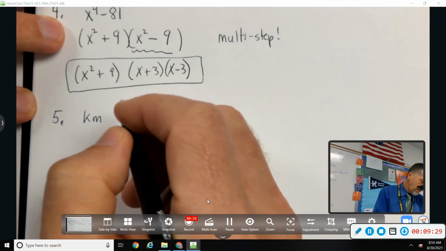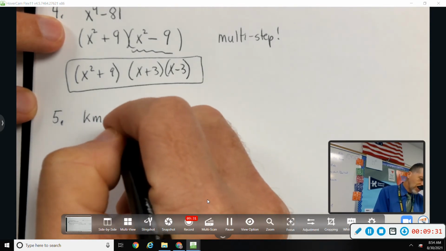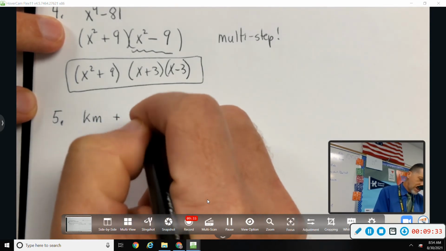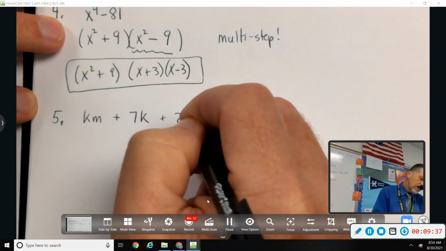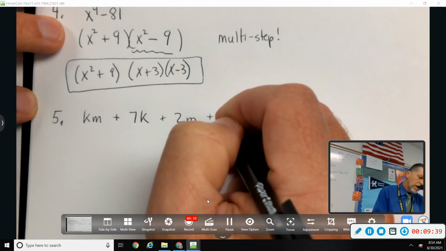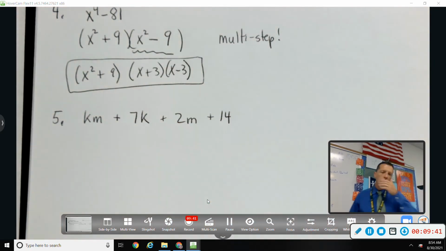Number 5. We are gradually increasing in difficulty here. km plus 7k plus 2m plus 14. Yes, k's and m's are just variables. That's not kilometers and meters.